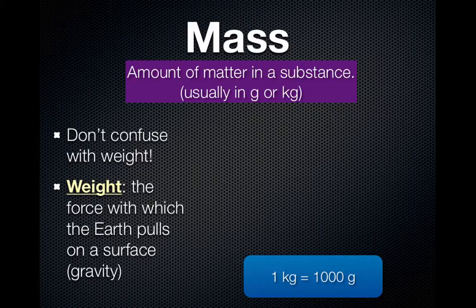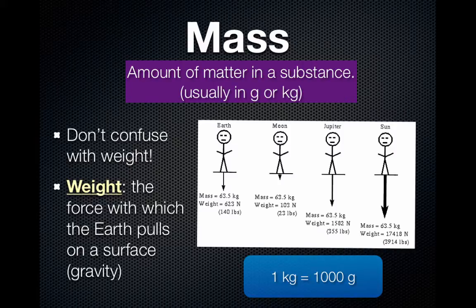are two different things. Weight is the force with which the Earth pulls on a surface, which is influenced by gravity. So for example, on Earth, the mass of a human could be 63.5 kilograms, whereas the weight would be 140 pounds. Whereas on the moon, your mass would still be 63.5 kilograms because that's the amount of matter in the substance, whereas the weight would be 23 pounds.